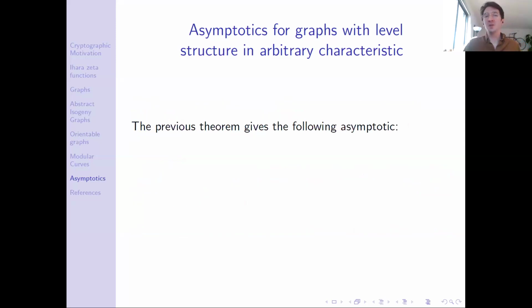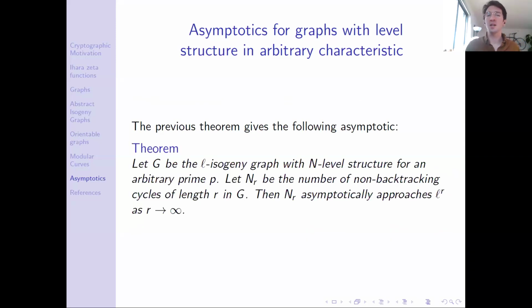And so the previous theorem gives us this asymptotic. We look at the number of cycles, non-backtracking and tailless, of length r, and asymptotically that approaches l to the r as r goes to infinity. And you get this just by using things like Hasse's theorem that counts the number of points on a curve and looking at the asymptotics of the right-hand side of that formula versus the left.